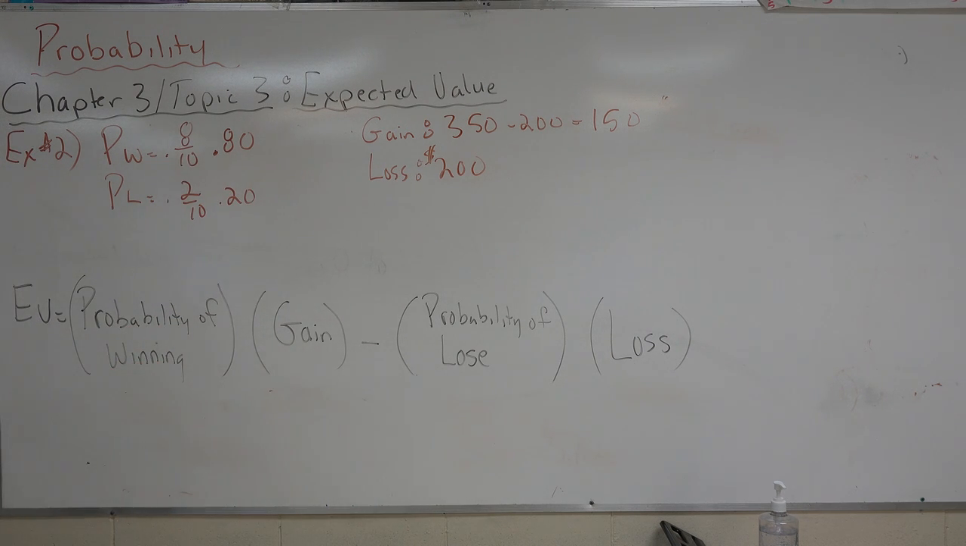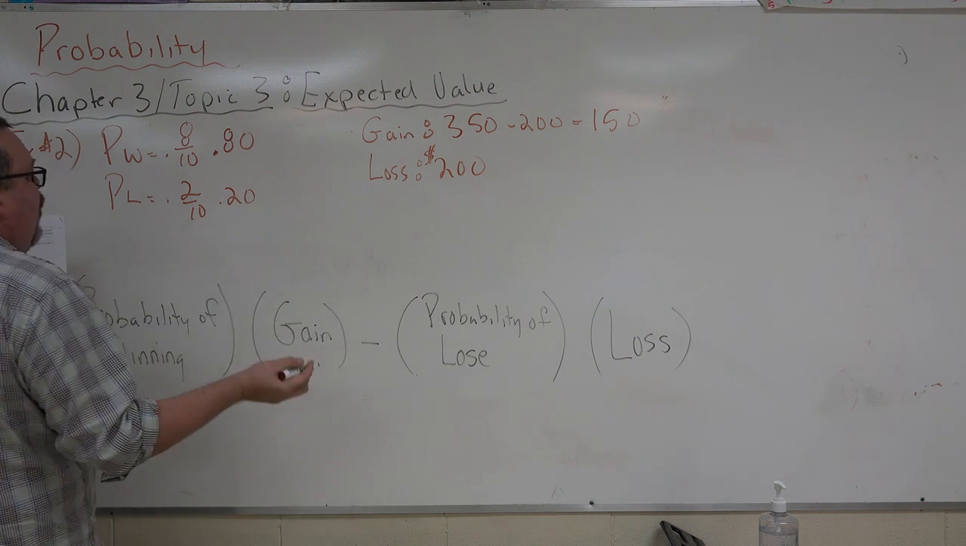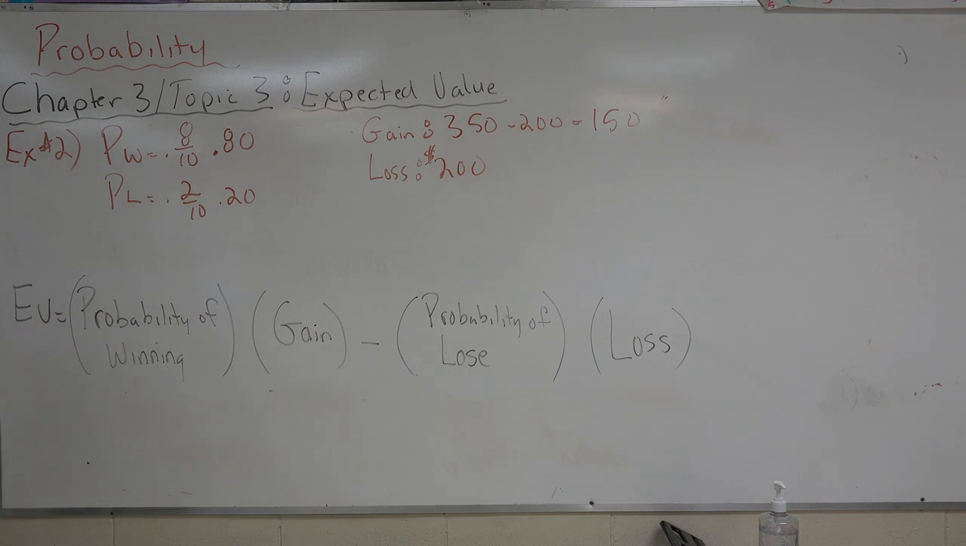His probability of loss, though, is going to be, well, he's got 2 years that things aren't going to work in his favor. So it's going to be 2 out of 10. He's got a 0.20 or 20% chance of things not being successful for his fields and his crops. Now the gain, if it's a good year, it's $350 that he'll gain from an acre.